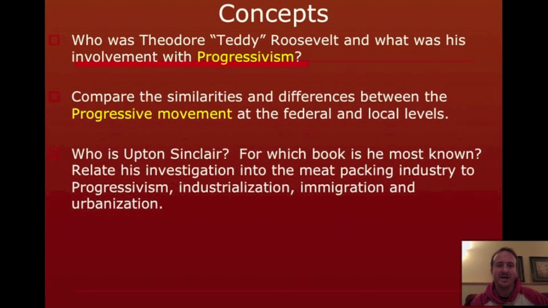Here we go. Concepts for today. Who is Theodore Roosevelt and what was his involvement with progressivism? Compare the similarities and differences between the progressive movement at the federal and local levels. Finally, who is Upton Sinclair, who you should know by now? For which book is he most known, which you should know by now? And relate his investigation into the meatpacking industry to progressivism, industrialization, immigration, and urbanization, which you should be able to do by now.